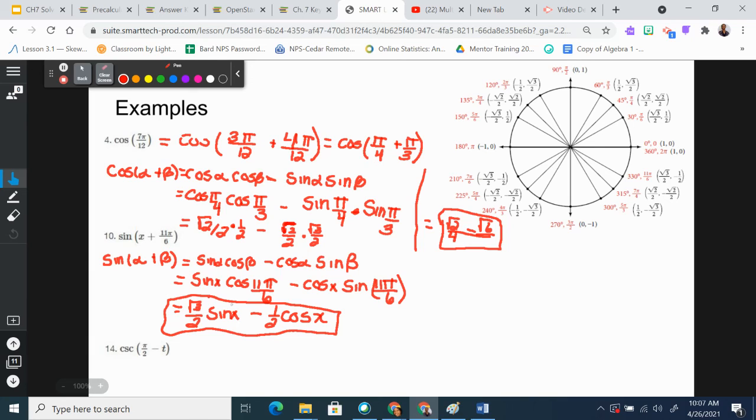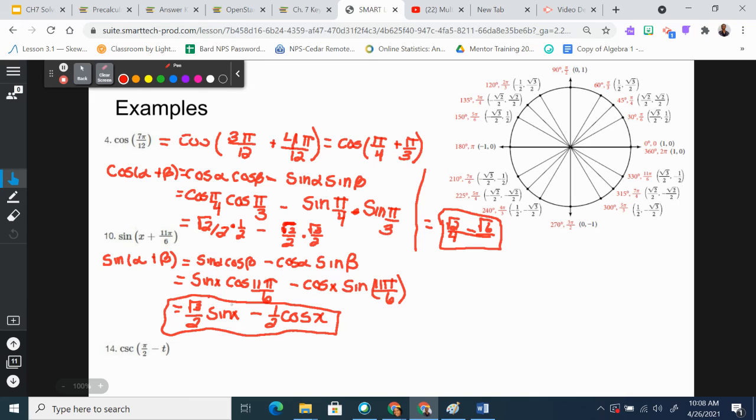The final question we're going to look at is number 14. So we have a cosecant of pi halves minus t. So a couple of things. I noticed that one, I have a co-function. It's a cosecant. I could rewrite that as 1 over sine instead. But I also noticed that the first number in my argument is a difference, and the first number in the argument is a pi halves.